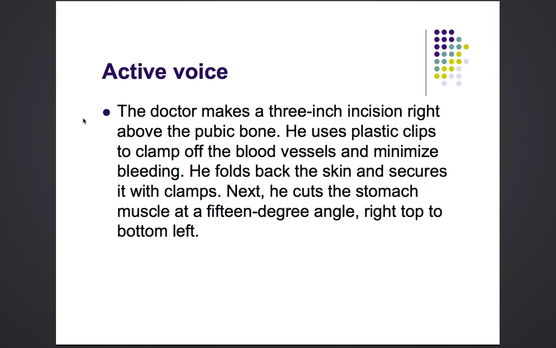This is in the active voice. The doctor makes a 3-inch incision right above the pubic bone. He uses plastic clips to clamp off the blood vessels and minimize bleeding. He folds back the skin and secures it with clamps. Next, he cuts the stomach muscle at a 15-degree angle, right top to bottom left. So here we have the doctor doing the action, and to avoid having to use he or she, this person decided just to use he, which has always been the standard in past centuries, just to use the he for the gender-neutral pronoun for a single person.